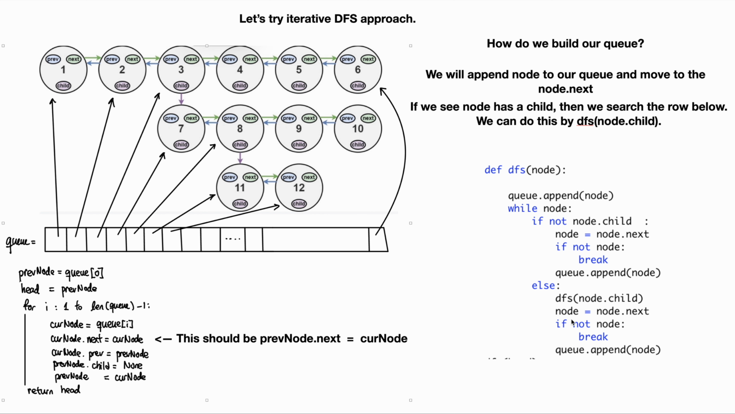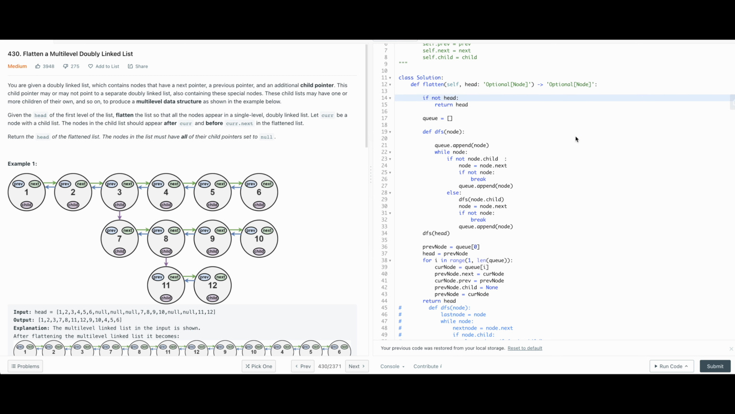So there will be node equal to node.next, and then when you are here, your node.next is empty. So in that case, you break the loop, and that should give you the answer. Okay, so this is our iterative DFS approach, and let's run this.